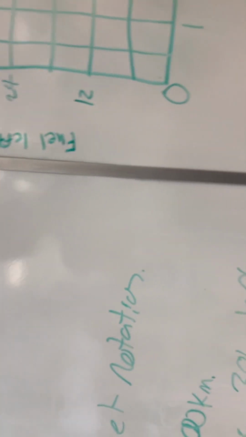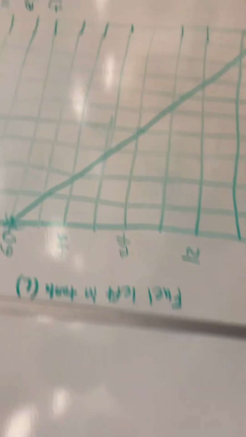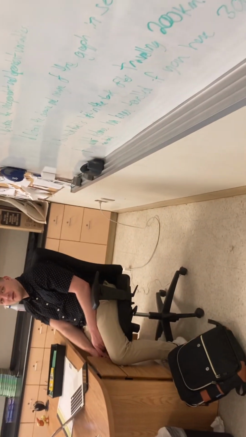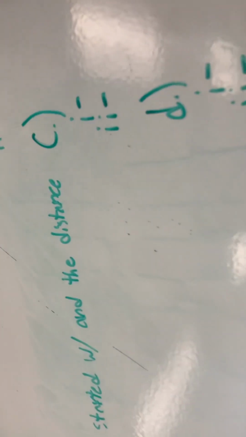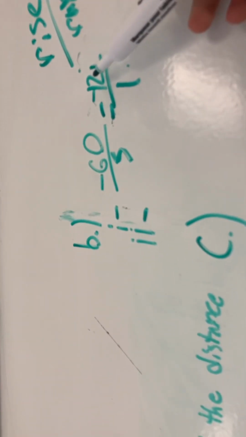What's changing and what's making it change? That's the independent. It's a negative amount of liters over kilometers. So the fuel in the tank is changing and the distance is changing it. So however many kilometers you travel.